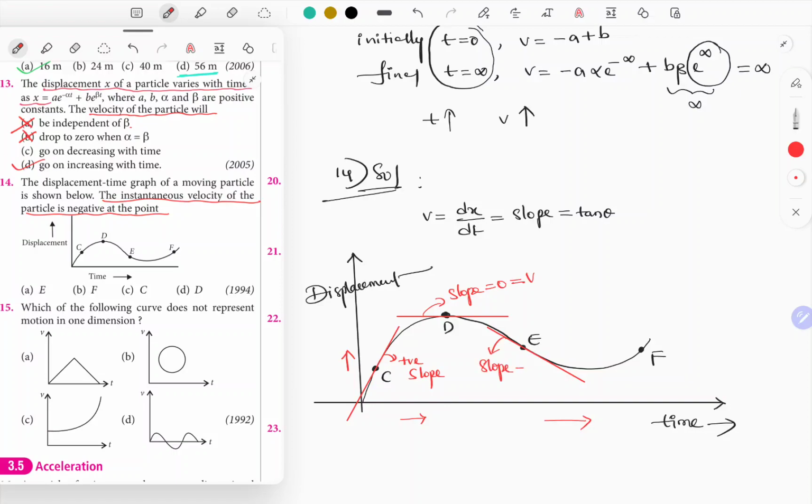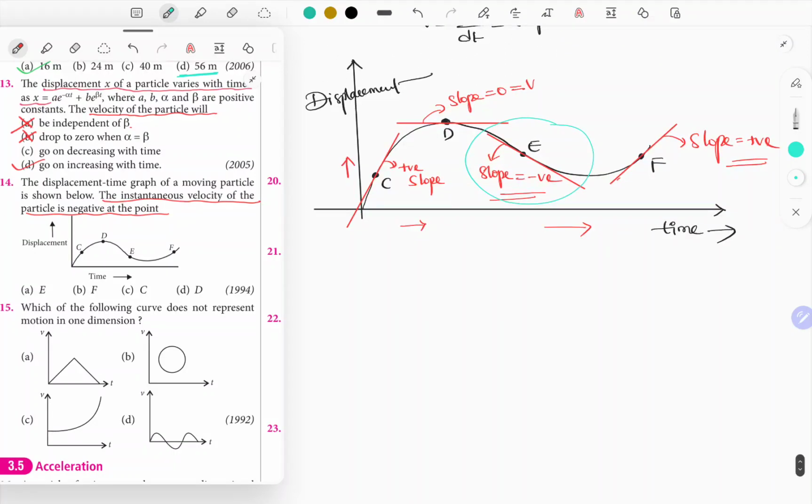Slope is negative. Okay. At position F, the slope is going to be increasing. So it is a positive slope. Now which option matches correctly? They're asking at which position the instantaneous velocity of the particle is negative. This is the position where instantaneous velocity is going to be negative. Slope is negative in the sense velocity of the object is negative. This is how we have to answer this question.